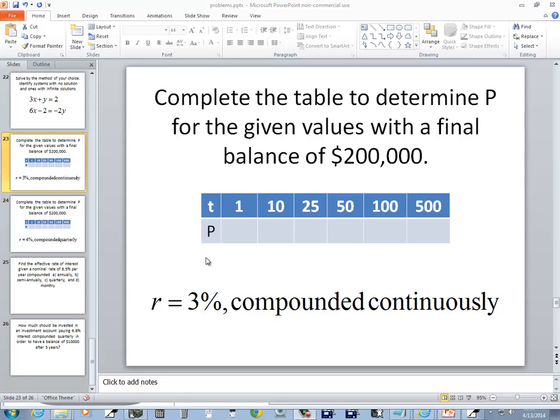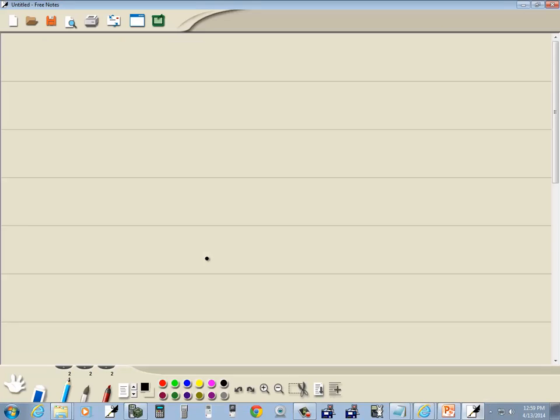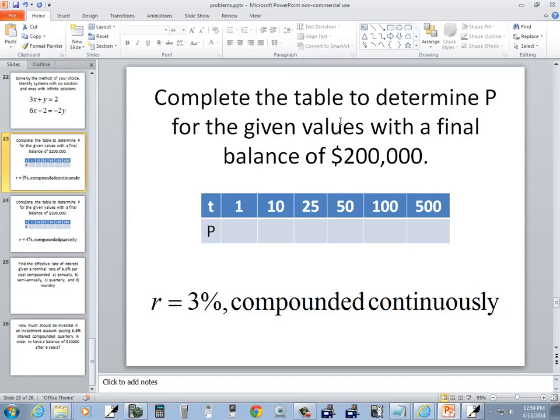Let's take a look at this problem. It says complete the table to determine P for the given values of T, the final balance of 200,000, and R is 3%, and it's compounded continuously. Now compounded continuously tells us for this problem we're going to use the PERT formula. And we want to find P.